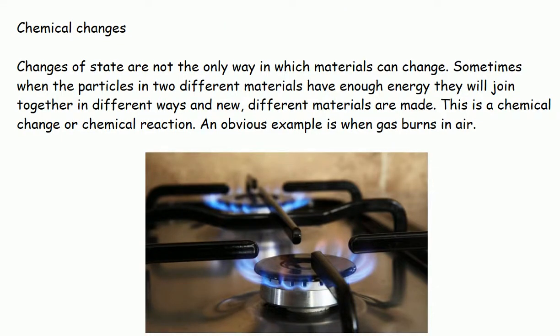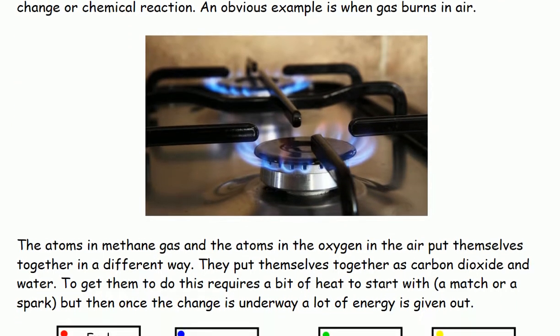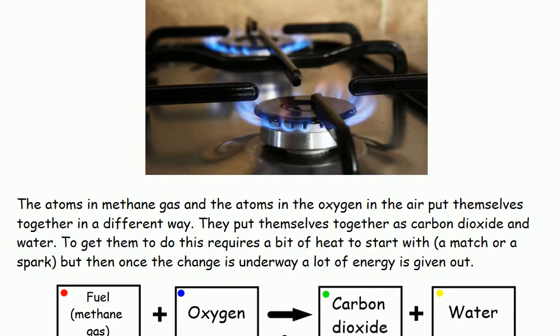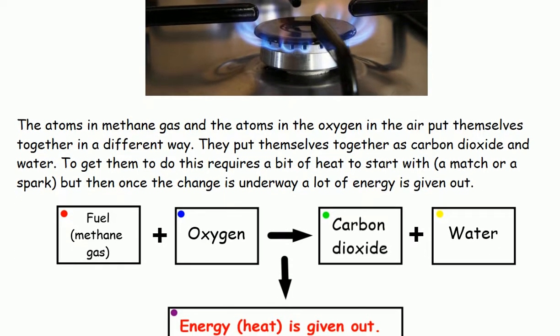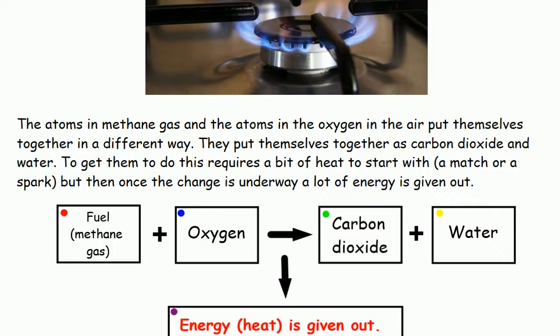Chemical changes. Changes of state are not the only way in which materials can change. Sometimes when the particles in two different materials have enough energy, they will join together in different ways and new different materials are made. This is a chemical change or chemical reaction. An obvious example is when gas burns in air. The atoms in methane gas and the atoms in the oxygen in the air put themselves together in a different way. They put themselves together as carbon dioxide and water.